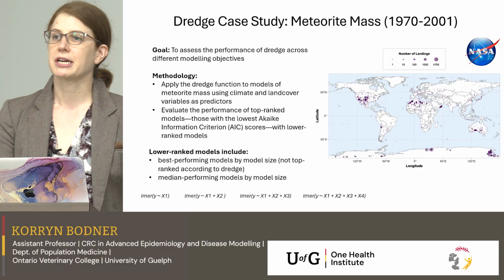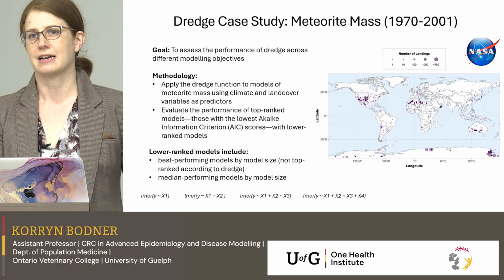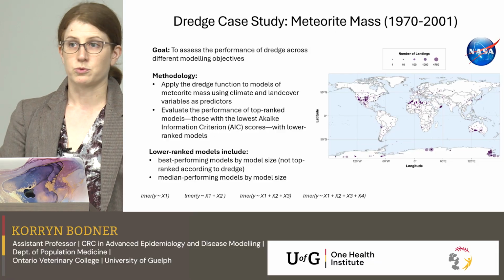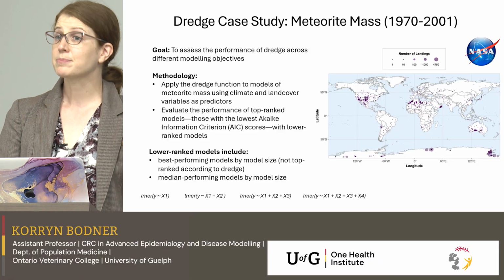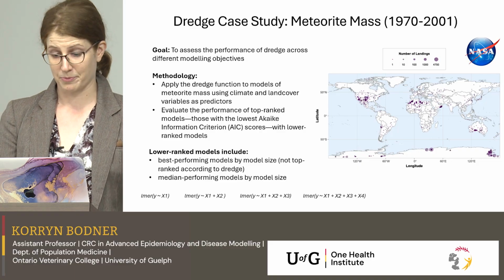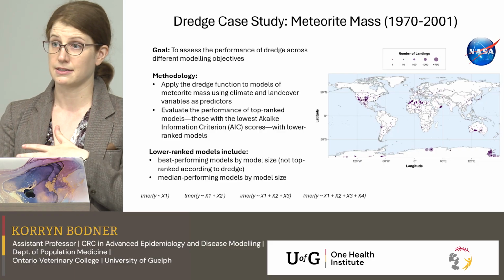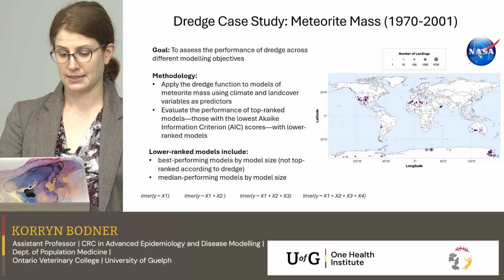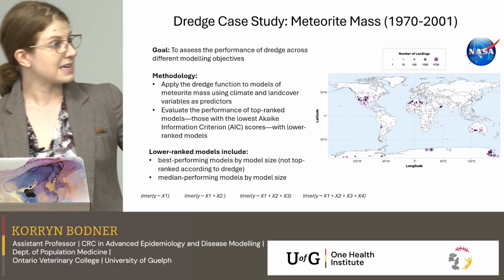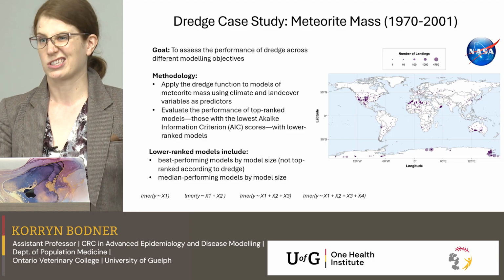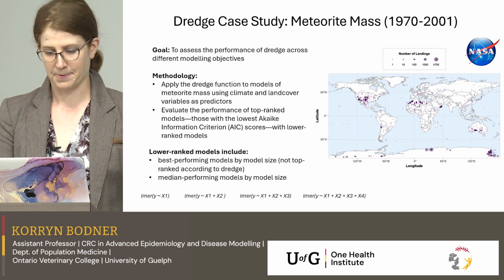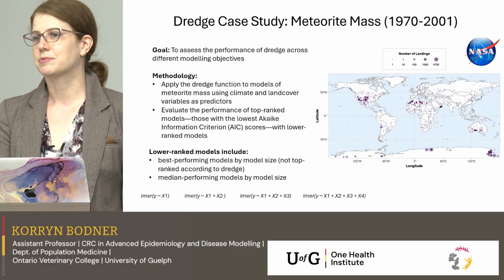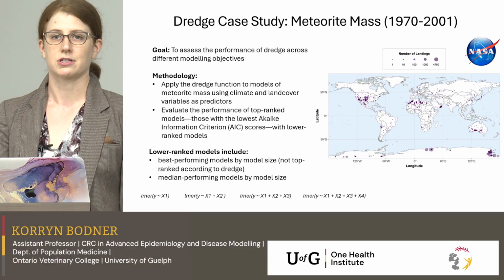And as I mentioned, we want to compare these top ranked models with the lowest AIC with lower ranked ones. And so our lower ranked models were twofold. So the first was the best performing by AIC that were not the top ranked models by different model sizes. And then the second one was median performing models by model size. And by model size, again, what I mean is the number of terms, essentially, or number of variables that are in our model. And there you can see it's lmer, and this is just because we were using mixed models rather than just a linear model.